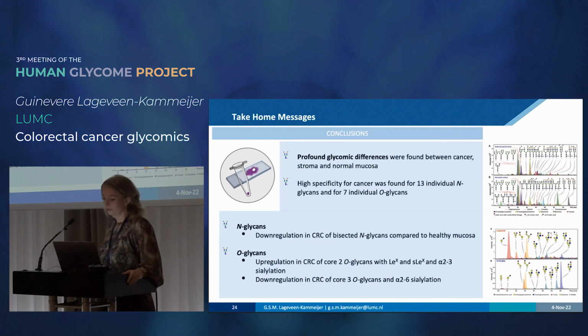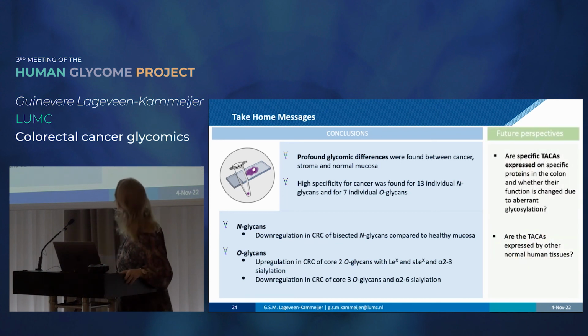And as future perspectives, I already briefly mentioned that we want to develop new antibodies to target the specific TACAs that we have seen. But we also need to explore if they are expressed in other tissues and other cancers. And also to see whether there are specific proteins expressing these glycans, or whether it's more general.